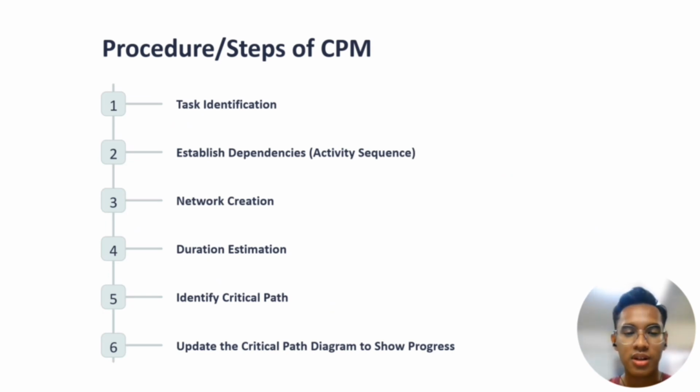Okay, now I would like to explain about procedure of critical path method. There are 6 steps of critical path method. The first step is task identification, followed by establishing dependencies. The third step is network creation. The fourth step is duration estimation, followed by identifying the critical path. And the last step is updating the critical path diagram to show progress.